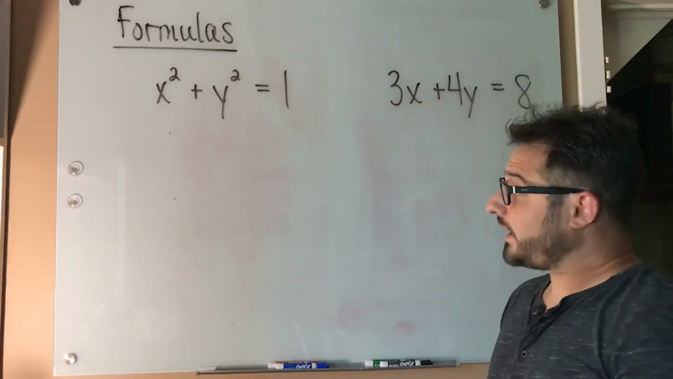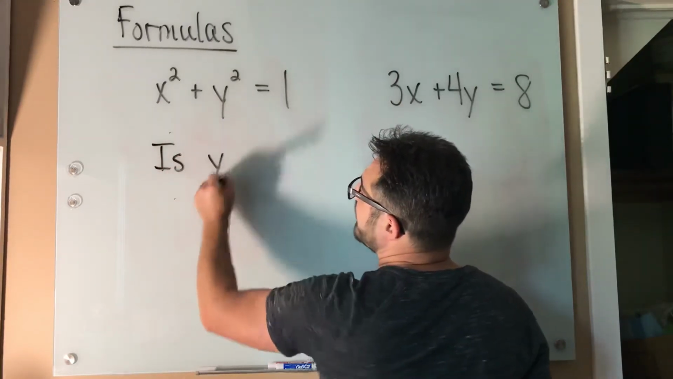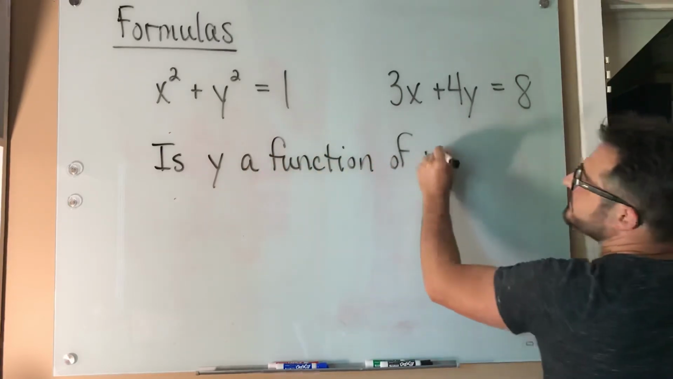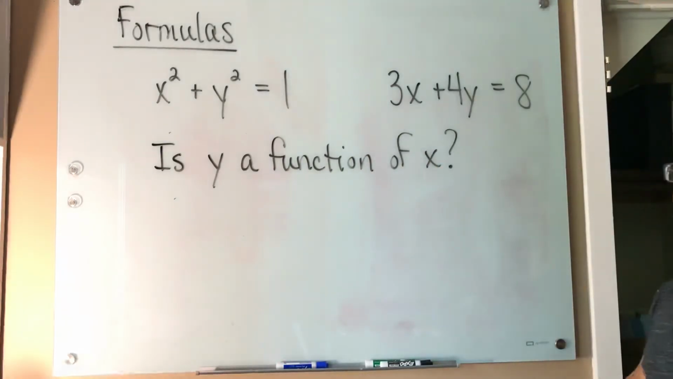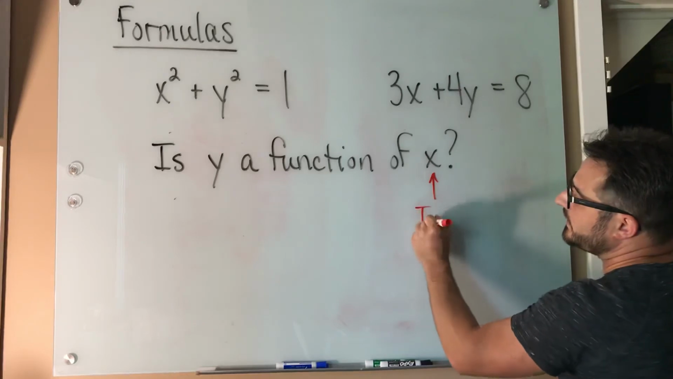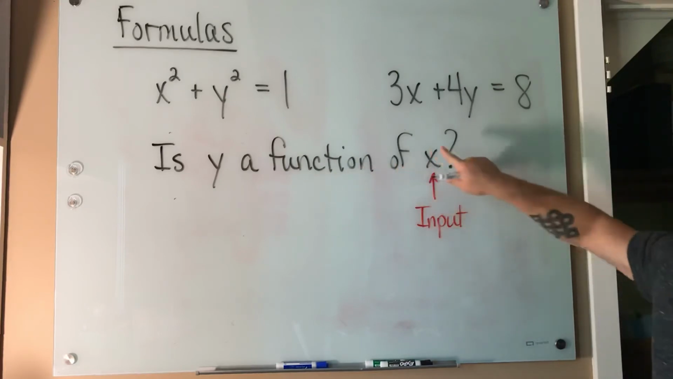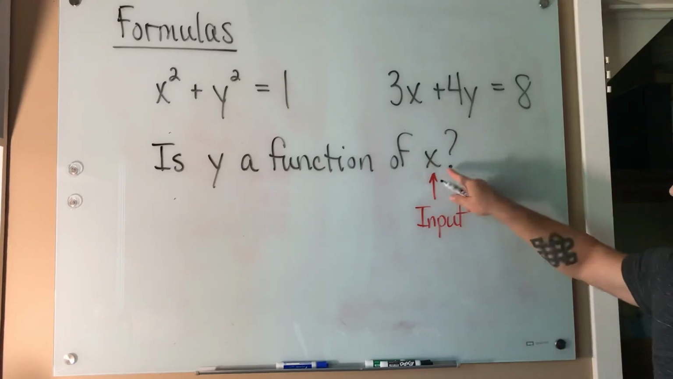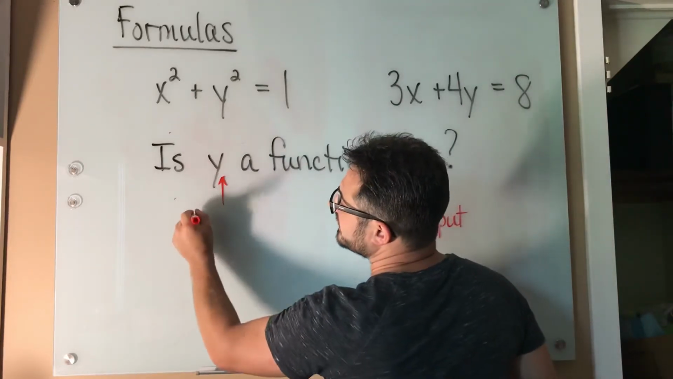If we are treating y as our output value, then what we would like to see is: is y a function of x? This phrase is used to indicate which variable serves as the input and which serves as the output. In this phrase, when we are told function of x, or whatever other variable we're using, the variable that we are looking at a function of is the input, which makes this variable here the output.